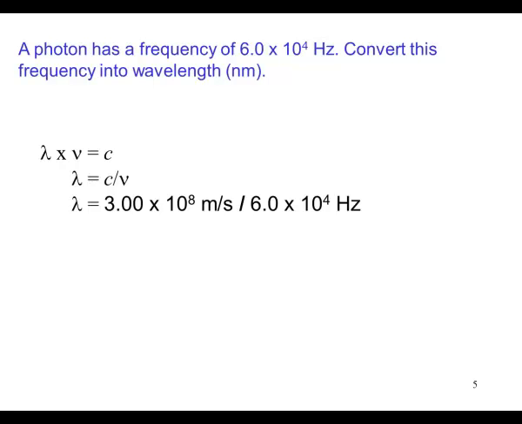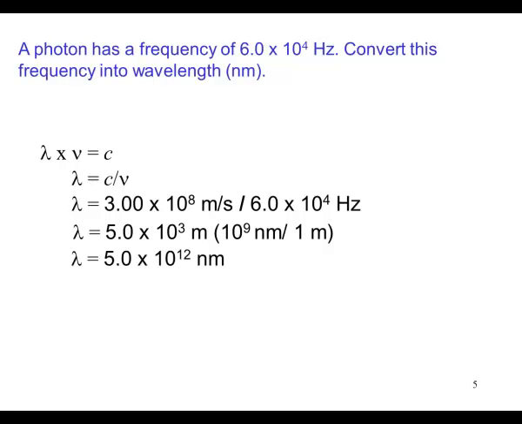Substituting in 3 times 10 to the 8th meters per second, the speed of light, divided by the frequency 6 times 10 to the 4th hertz, results in 5 times 10 to the 3rd meters, and converting that to nanometers, it is 5 times 10 to the 12th nanometers.